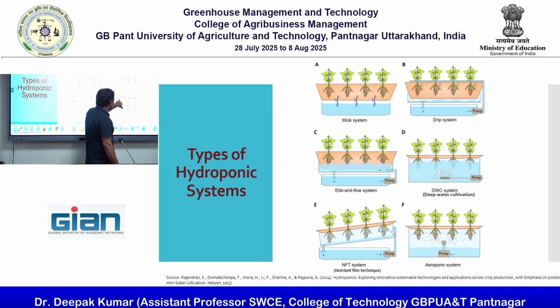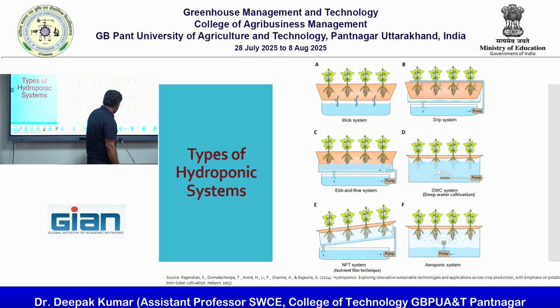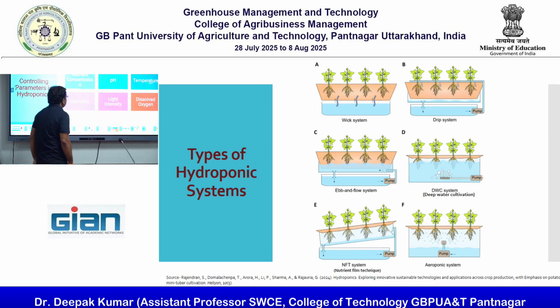What happens in deep water cultivation? We are simply using an aeration bubble mechanism, and the rest is almost the same. What happened in this system? This is a NFT system. We are inclining it so that the flow will get maintained, isn't it? And there is one more. I am not able to see what this is. Aeroponic system.